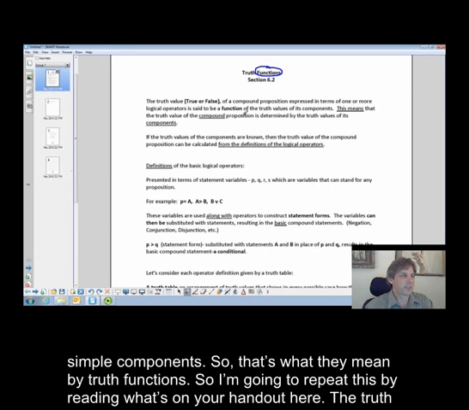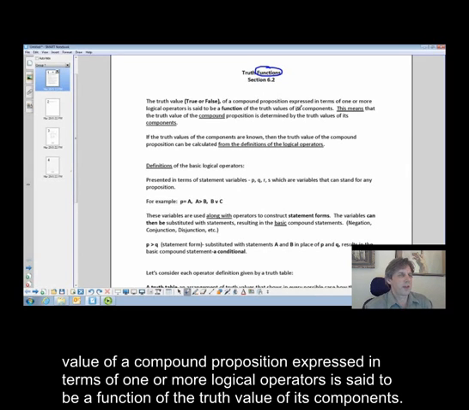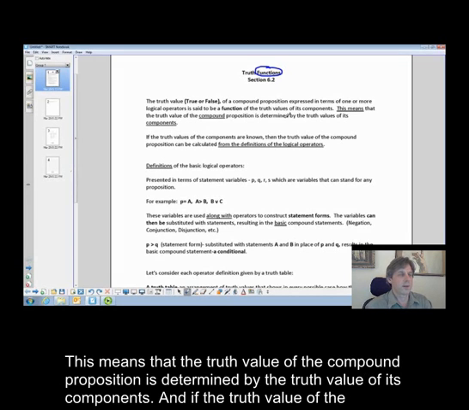So I'm going to repeat this by reading what's on your handout here. The truth value of a compound proposition expressed in terms of one or more logical operators is said to be a function of the truth value of its components. This means that the truth value of the compound proposition is determined by the truth value of its components.